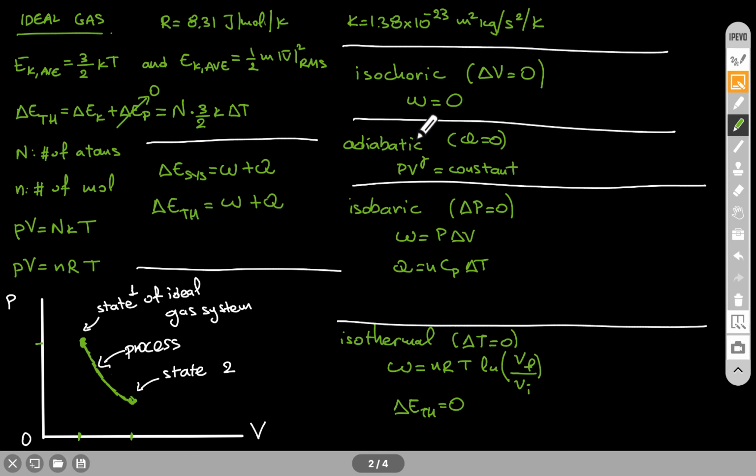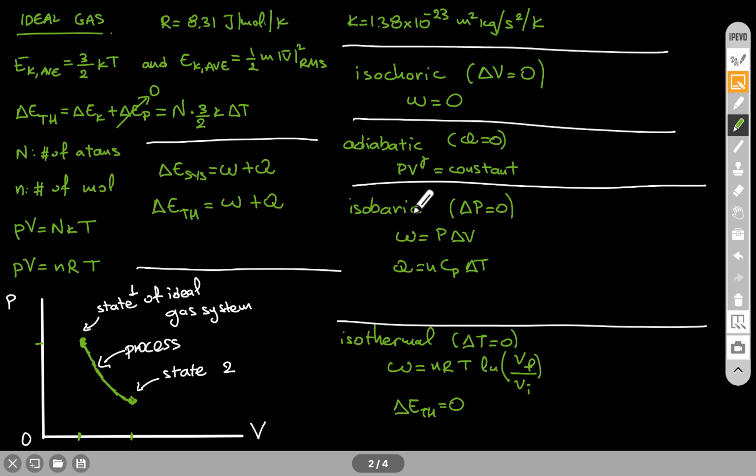Another kind of process that you can use with an ideal gas is an adiabatic process, which means that Q is zero. And it has been shown that the pressure times the volume to the power gamma, PV^γ, is a constant during an adiabatic process.